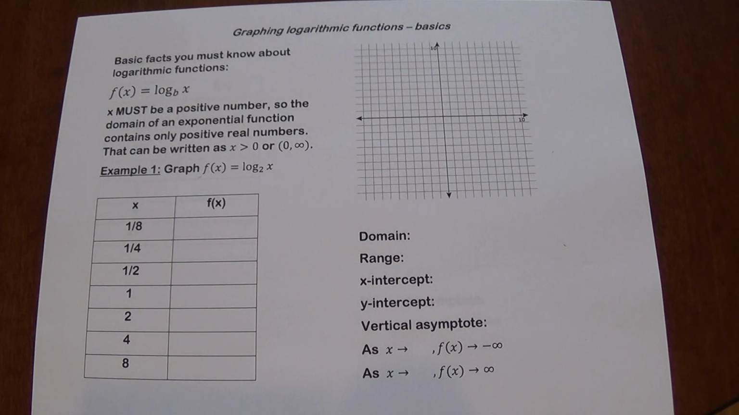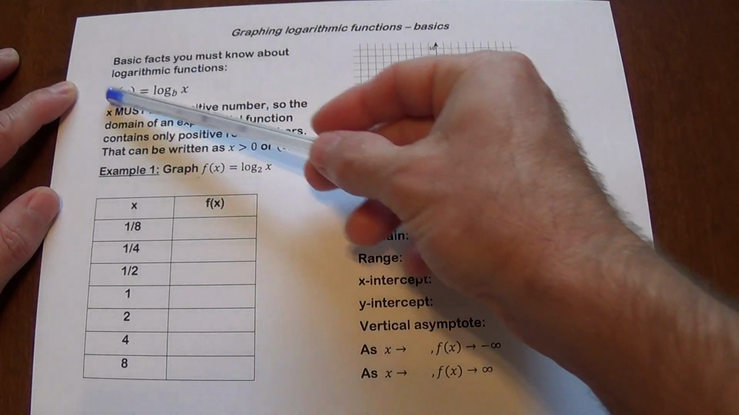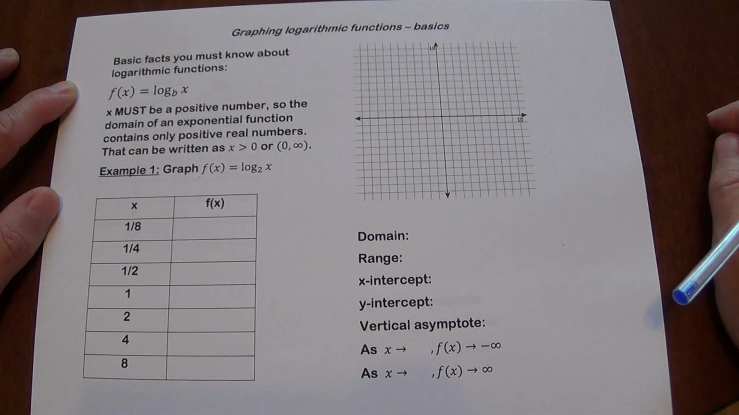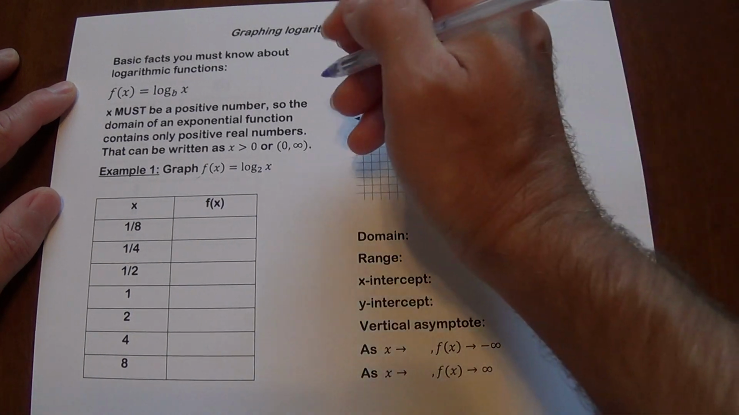Hi, today we are going to talk about graphing logarithmic functions, just the basics of that. So what we need to know is this is the standard way to write a logarithmic function. This is f of x equals log with some base b of x.